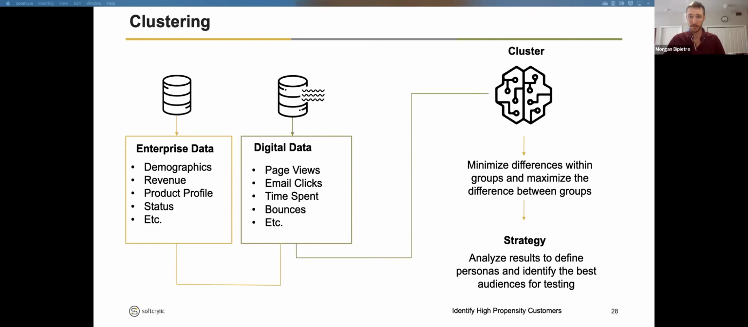that we think have a high chance of purchasing these premium products. Then once we have the outputs of that, we're going to take that to the strategy team, analyze those results, and define those personas to identify the best audiences for testing, whether they're going to be the most receptive to this messaging or what we think are the highest marginal value customers.